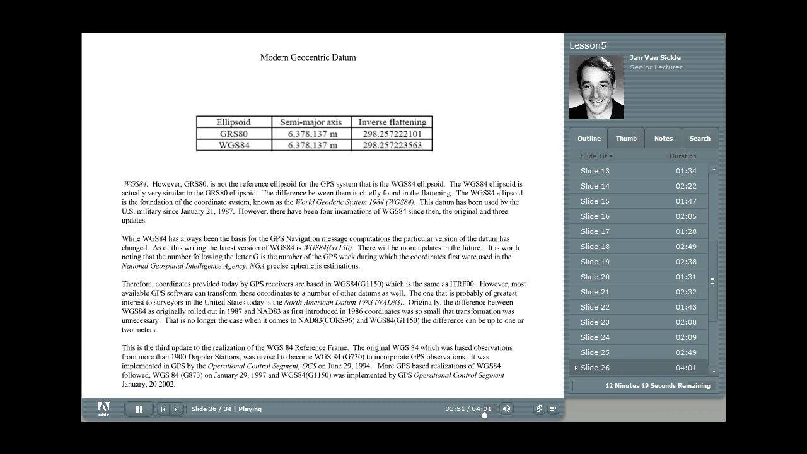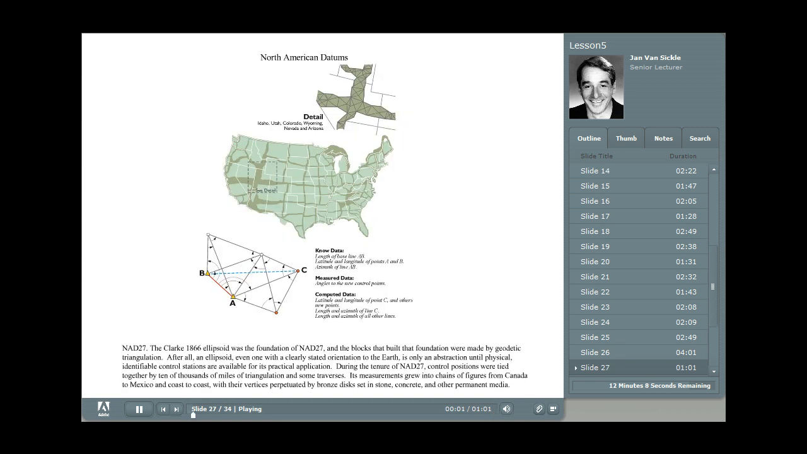The first was WGS 84 G730, and then there was WGS 84 G873, and the latest is WGS 84 G1150, which was implemented by the GPS Operational Control Segment January 20th, 2002. Now, NAD27, or the North American Datum 1927, is not entirely outmoded, but is getting there.